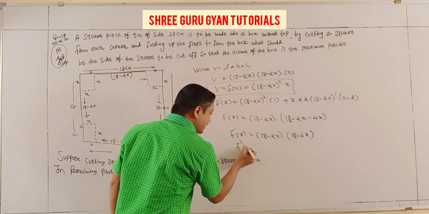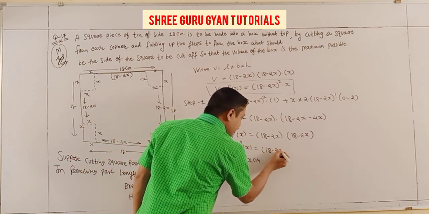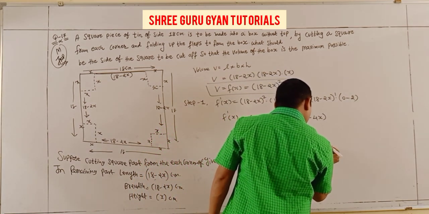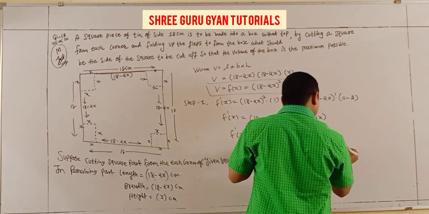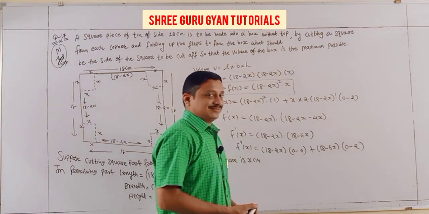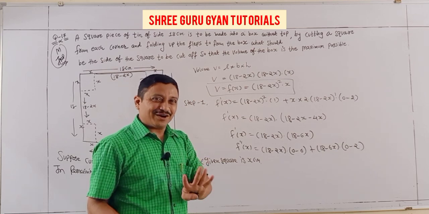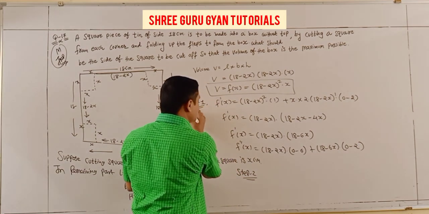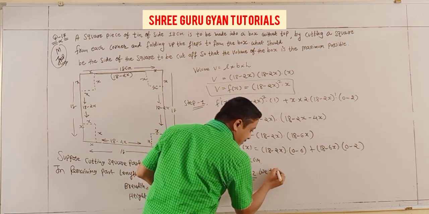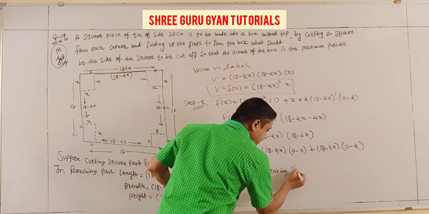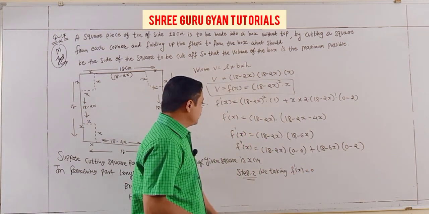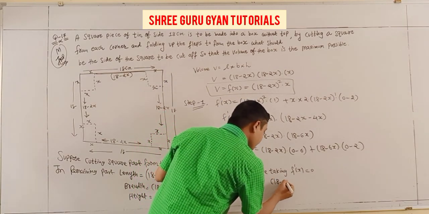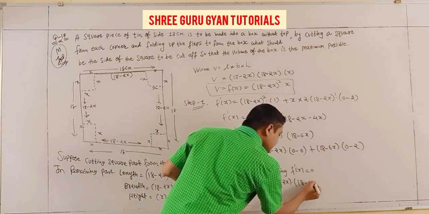Now f double dash x. So 18 minus 2x, its derivative is 0 minus 6, plus 18 minus 6x, whose derivative is 0 minus 2. Very easy, don't worry, I will not calculate further. I am going to step 2. What is step 2? We take f dash x equal to 0. This is your f dash x: 18 minus 2x into 18 minus 6x is equal to 0.